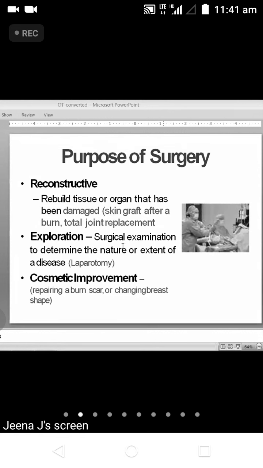So surgical examination to determine the nature or extent of the disease. Laparotomy can be done for ulcers, and also if there is any cancerous growth, you can go for this explorative type of surgeries. And the last is cosmetic improvement. That is also a purpose for this surgery. Repairing a burn scar, changing the breast shape. All these can be cosmetic improvement.